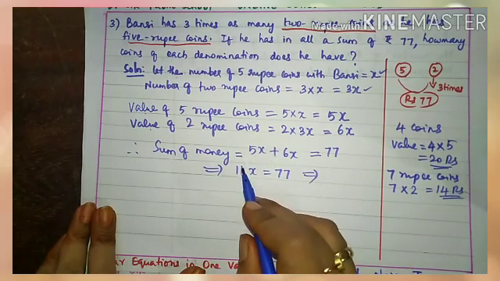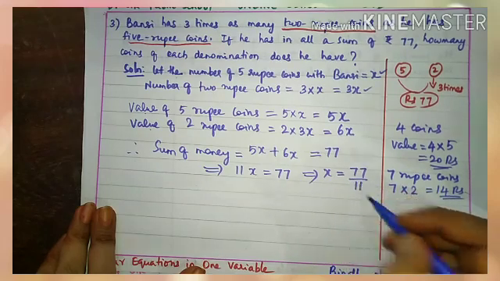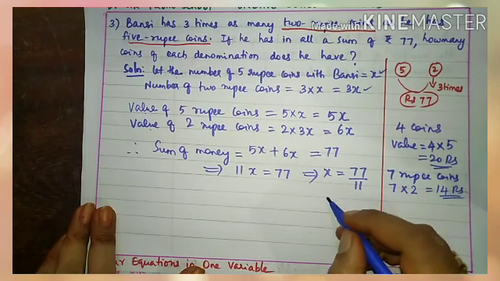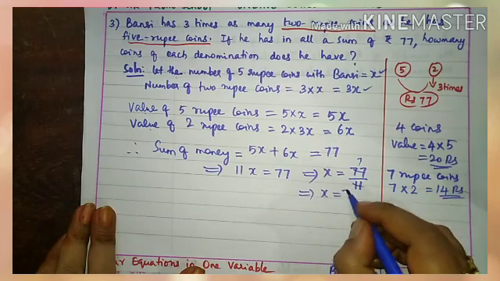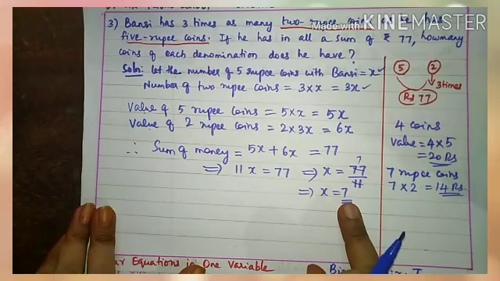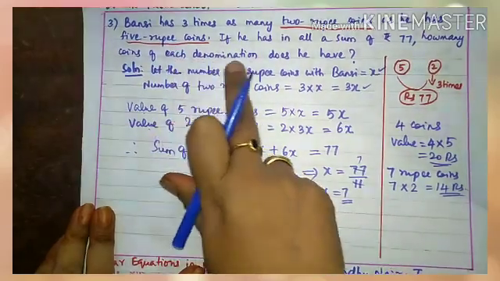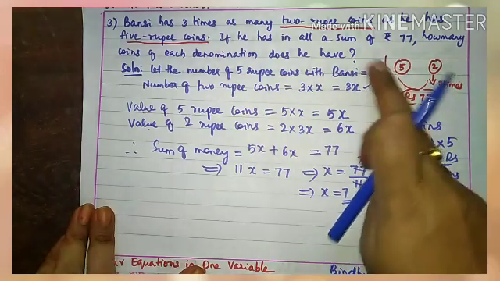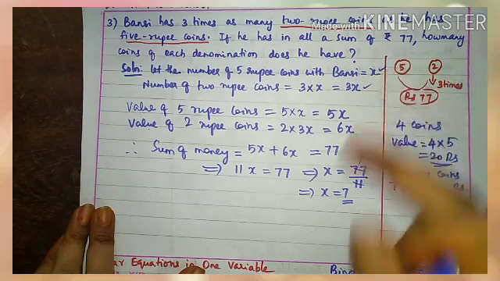And now you see 11 into x. So 11 can be transposed and it becomes division. 77 by 11. What is 77 by 11? 11 times 7 is 77. 7 11s are 77. So thus we got x value is 7. Okay. So x value we got. Can we find out the number of coins? How many is each denomination? Each denomination means we want to say how many 5 rupee coins, how many 2 rupee coins. So just put the value of x and find out.